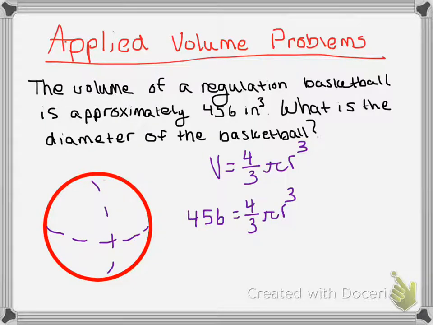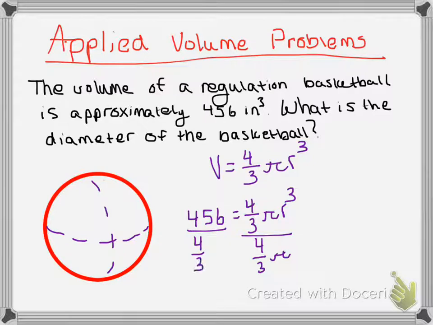Now, you know how this works. We've got to figure out how to find the diameter. Well, the only thing in this problem that we can even solve for is the radius, but if we can figure out what the radius is, we can figure out what the diameter is. So we got to work to get the radius by itself. So I've got to divide both sides by 4/3 pi to figure out what the radius is.